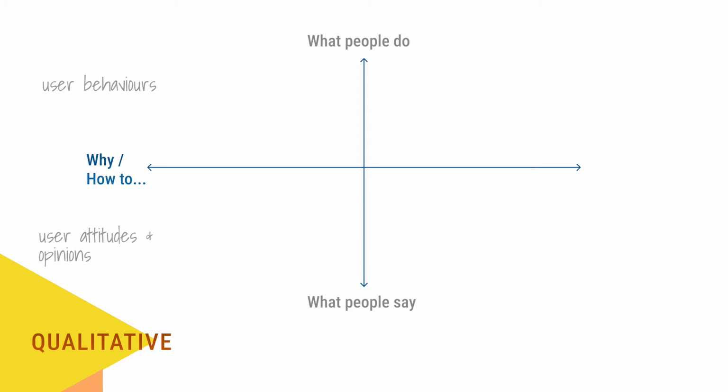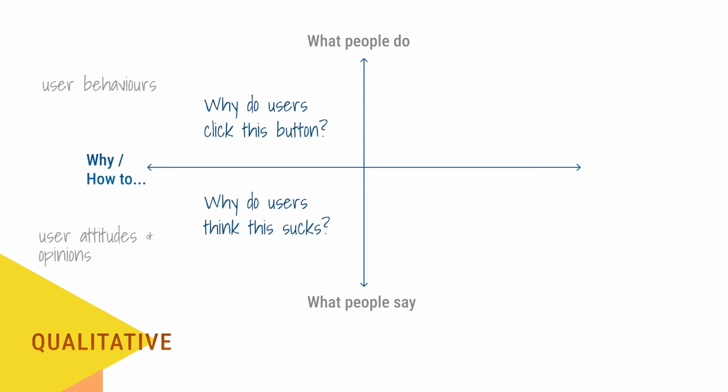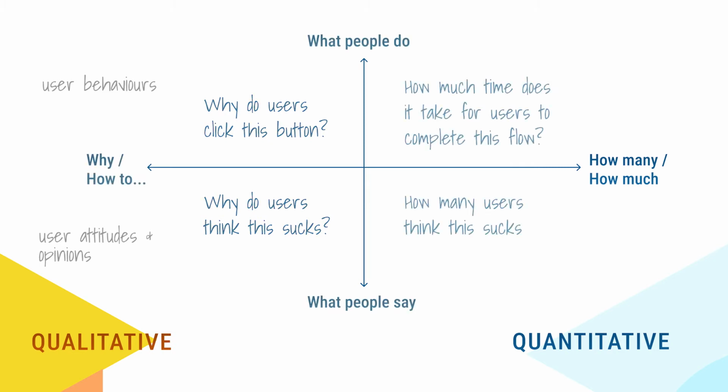For example, a research question can be, why do users click this button? Or, why do users think this feature sucks? On the other hand, if you want to understand how many people did or said something, you most likely want to use a quantitative method. For example, research questions here can be, how much time does it take for a user to complete this flow? To understand the users' behaviors. Or, how many users think this feature sucks? To understand users' opinions.